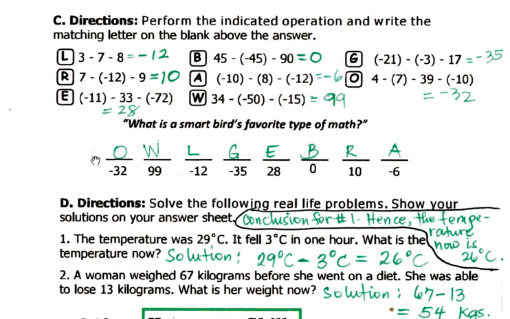We have to decode. So what is the letter that corresponds to negative 32? We have to find it out. It's letter O. Then for 99, we have letter W. For negative 12, we have L. For negative 35, we have the G. For 28, we have E. For 0, B. For 10, R. And negative 6 for A.